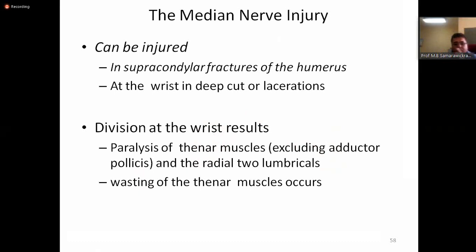This thing I have explained, so you can just refresh your knowledge. The median nerve can be injured at two places, at supracondylar fracture and at the wrist, because the median nerve is a superficial structure at the wrist before it enters the carpal tunnel. So even a superficial cut at the wrist can injure the median nerve. The other place is that the median nerve can be compressed within the carpal tunnel and cause carpal tunnel syndrome. Right.